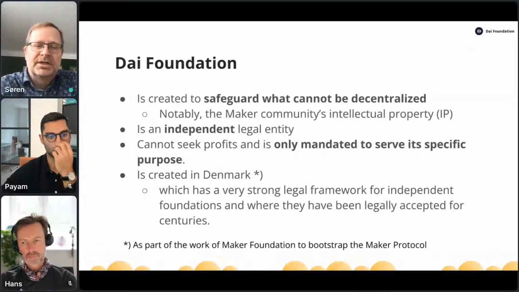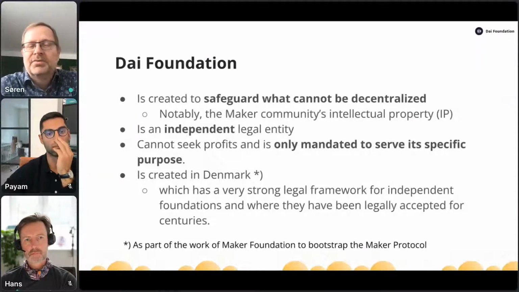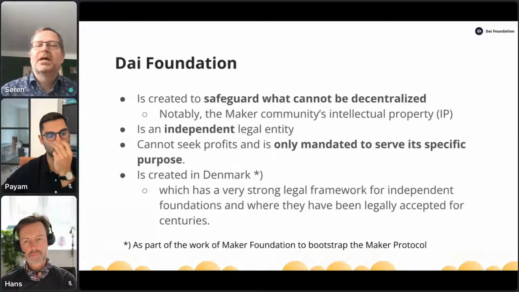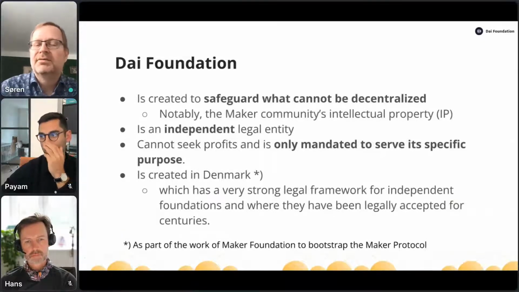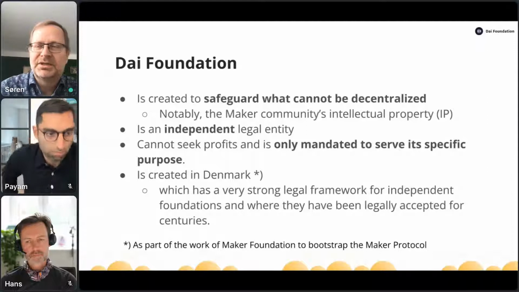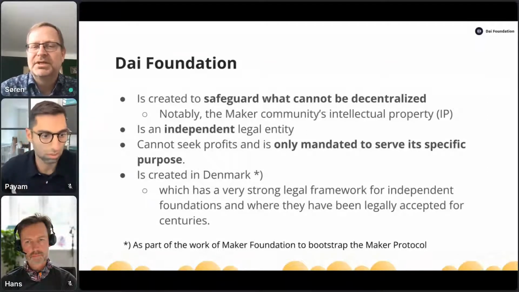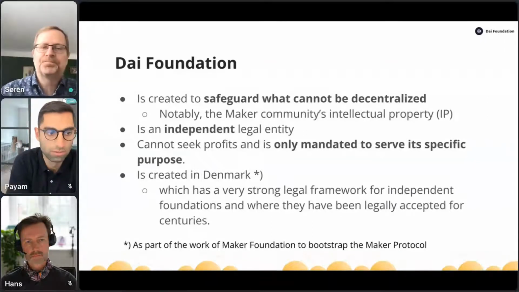Further on, it was created in Denmark, and one of the reasons for that is really that Denmark has a very strong legal framework for independent foundations, and they have been known and legally accepted for centuries. So it's not like it's something where things may change or we may see some sudden shifts.